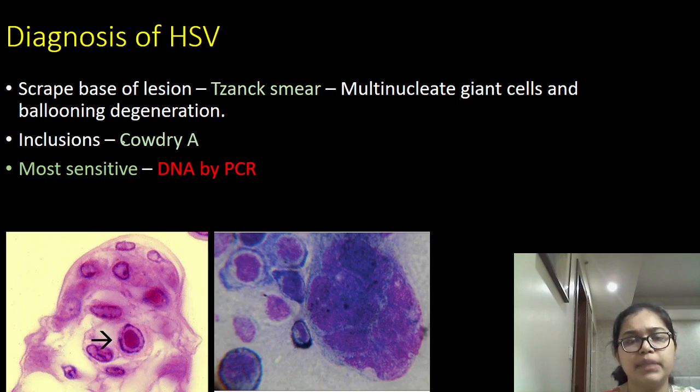Diagnosis can be made by de-roofing the vesicle and then scraping the base and performing a Tzanck smear, which shows multinucleate giant cells like this one. Intranuclear inclusions are of Cowdry A type. The most sensitive way to detect HSV infection is DNA by PCR.